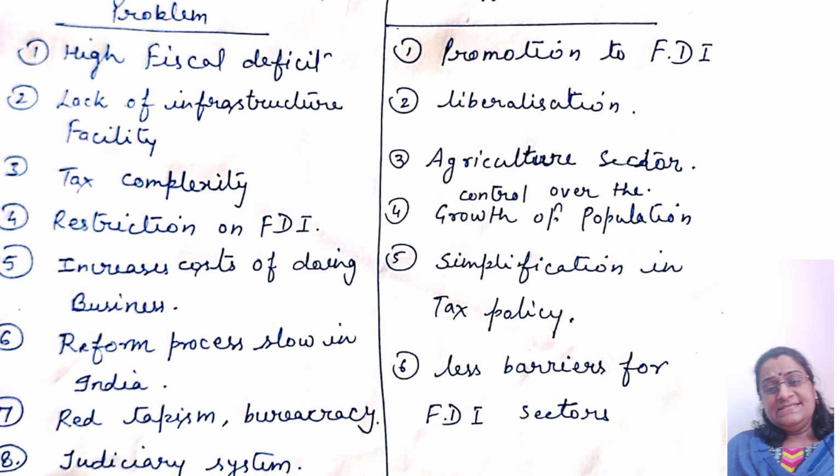Then excessive regulations increase the cost of doing business. It is a very important constraint factor.